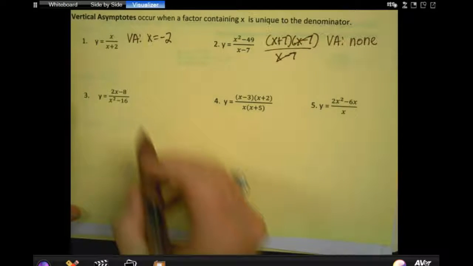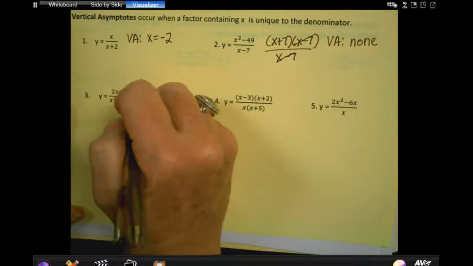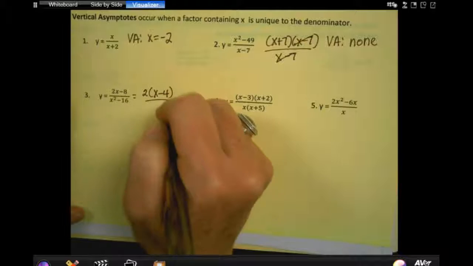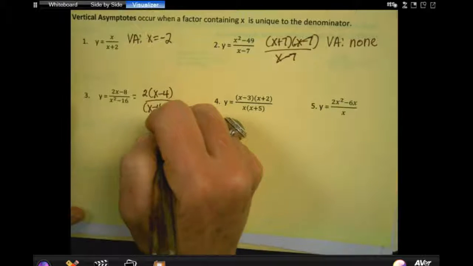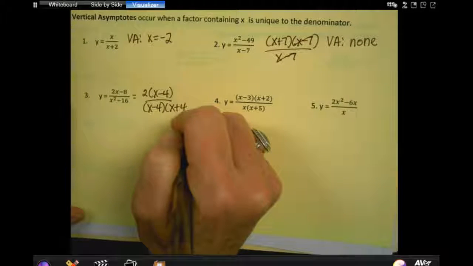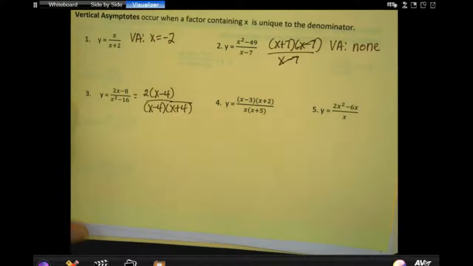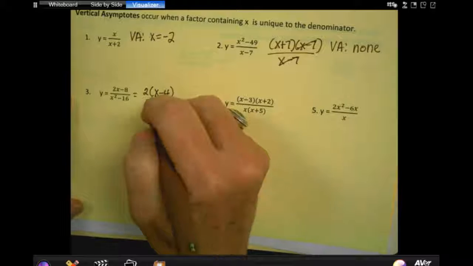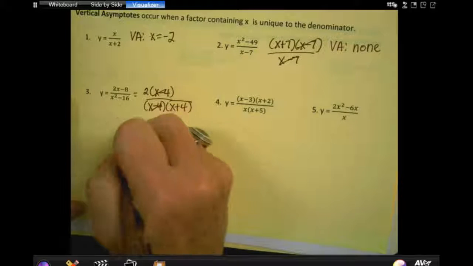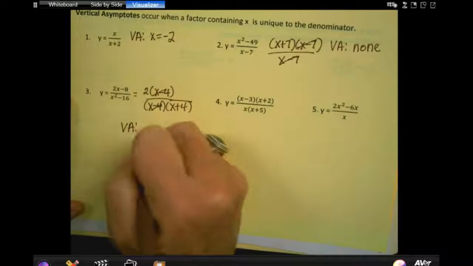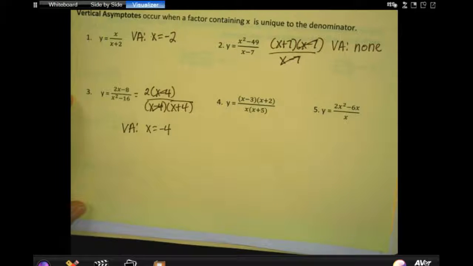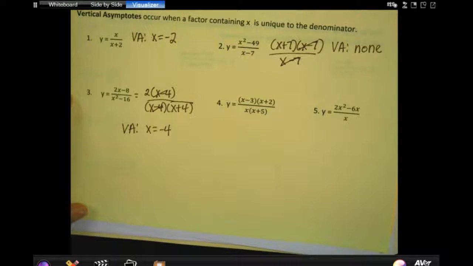Yeah. So if I factor the top here, I get 2 over x minus 4. And if I factor the bottom, I get x minus 4 times x plus 4. So what cancels? The x minus 4 and my vertical asymptote is x equals -4. And please put the x equals -4 because in a minute we're going to have a y equals, okay? So you need the x equals so I know it's the vertical asymptote.